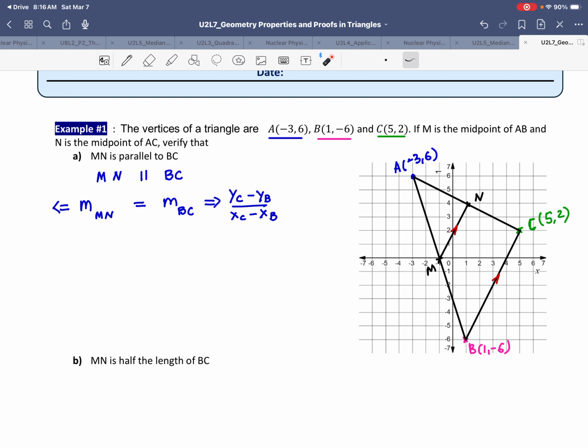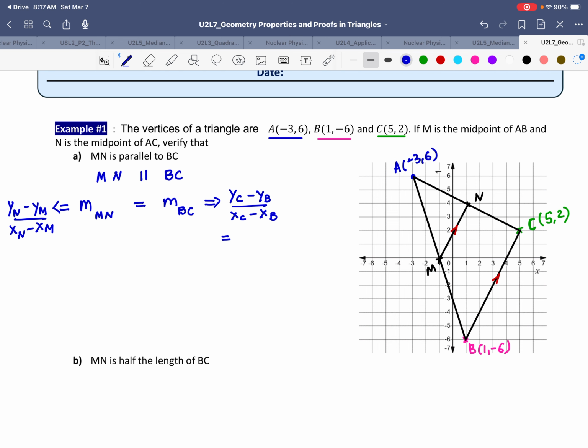Now we'll do the same thing for the slope of MN. So we have y at N minus y at M over x at N minus x at M. Once we have set out the formulas, we have to think, do we have the numbers to put in? If you look at the slope of BC, we have the coordinates of both B and C, and we can easily substitute them to find the value of the slope. So let's do this first.